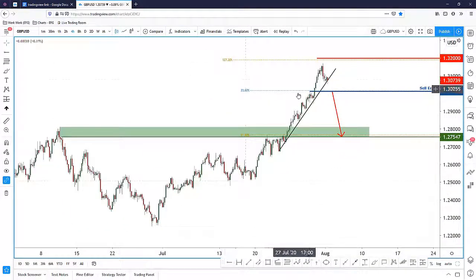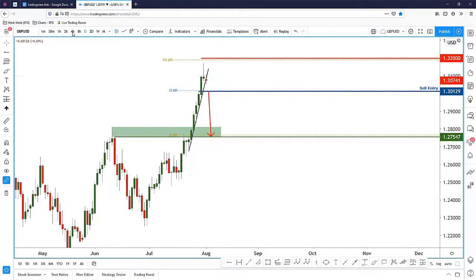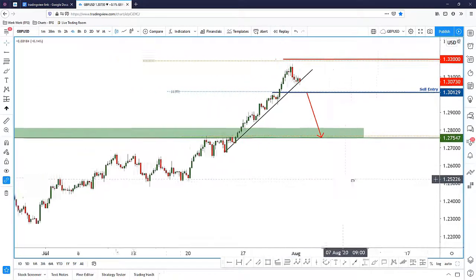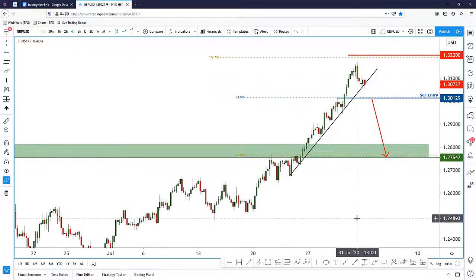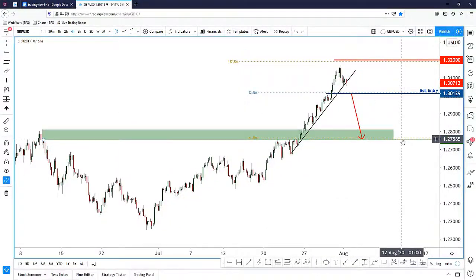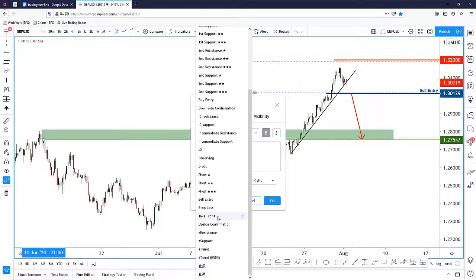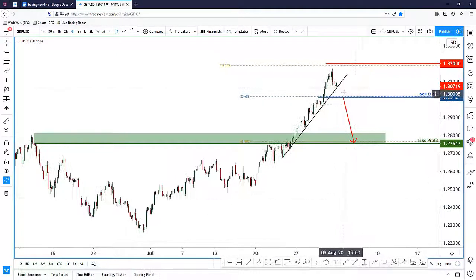This is how I'll wait for the trade to play out. Because of the strong upwards momentum and then a huge bearish engulfing here, which on the daily is a strong rejection candle, a reversal candle, we just want to wait for price to break below the 23.6 and then we'll go short with the 61.8 as our take profit. So very simple. This is a sell entry.